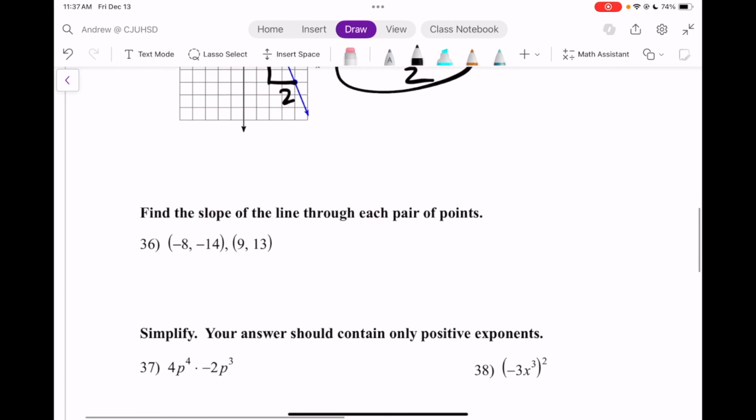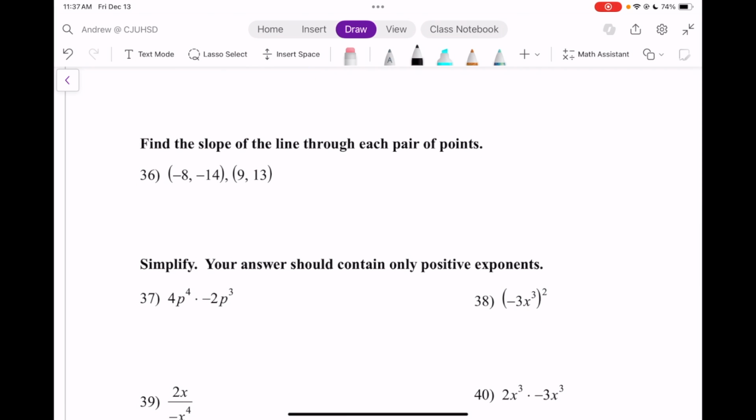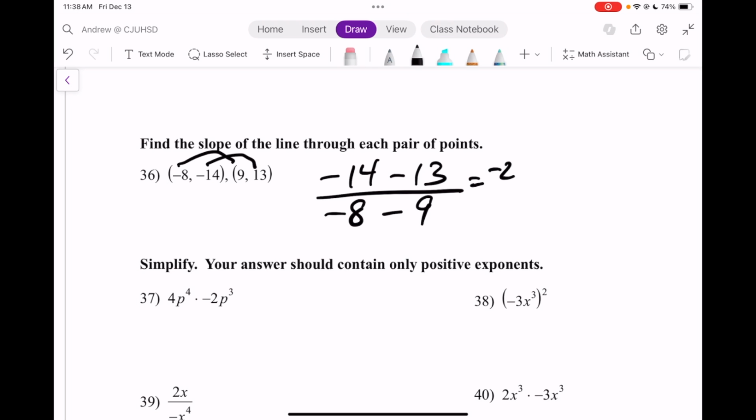And we can do the same thing without a graph by looking at the numbers and subtracting. So I look at the change of the y's. So y changes from -14 to 13. And at the same time, x changes from -8 to 9. So -27 over -17. That doesn't go evenly, but we can take the negatives and make them both positive. That's 27 over 17.